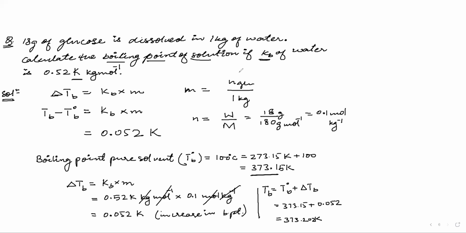Everyone is done? Fine. Let us see once more. Okay, let us do a simple one. 18 grams of glucose we have dissolved in 1 kg of solvent. Let us do a similar type of question.